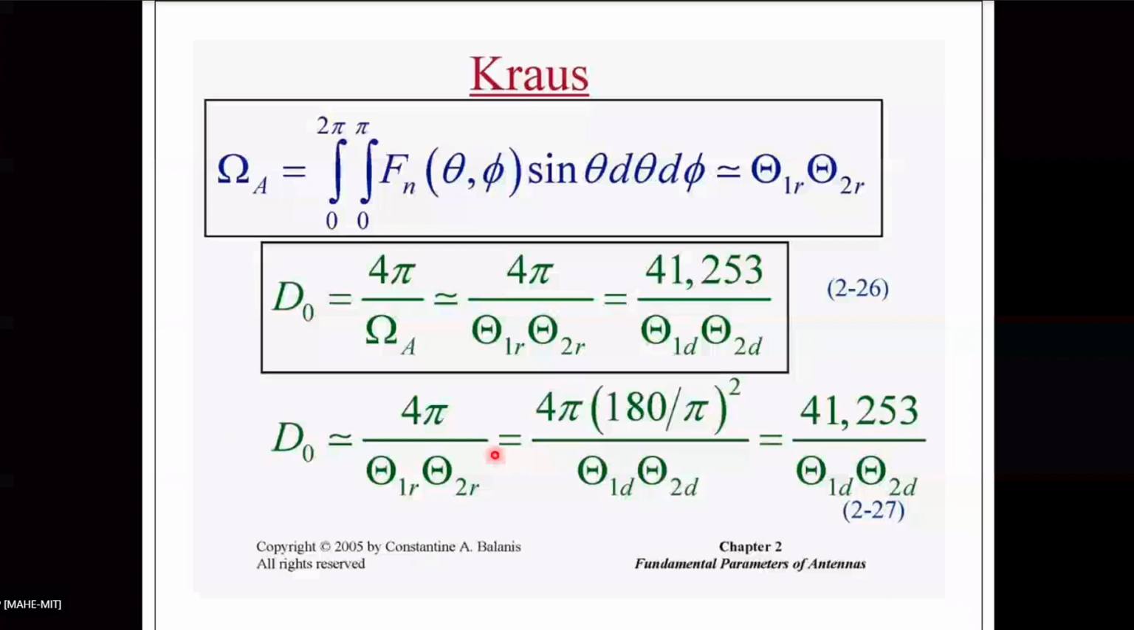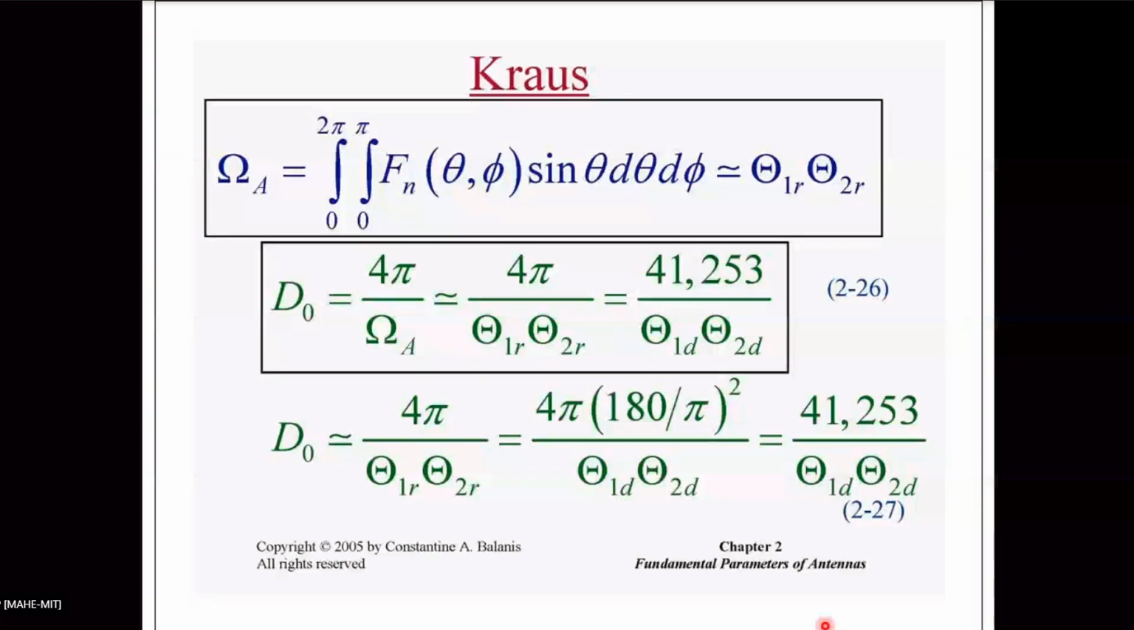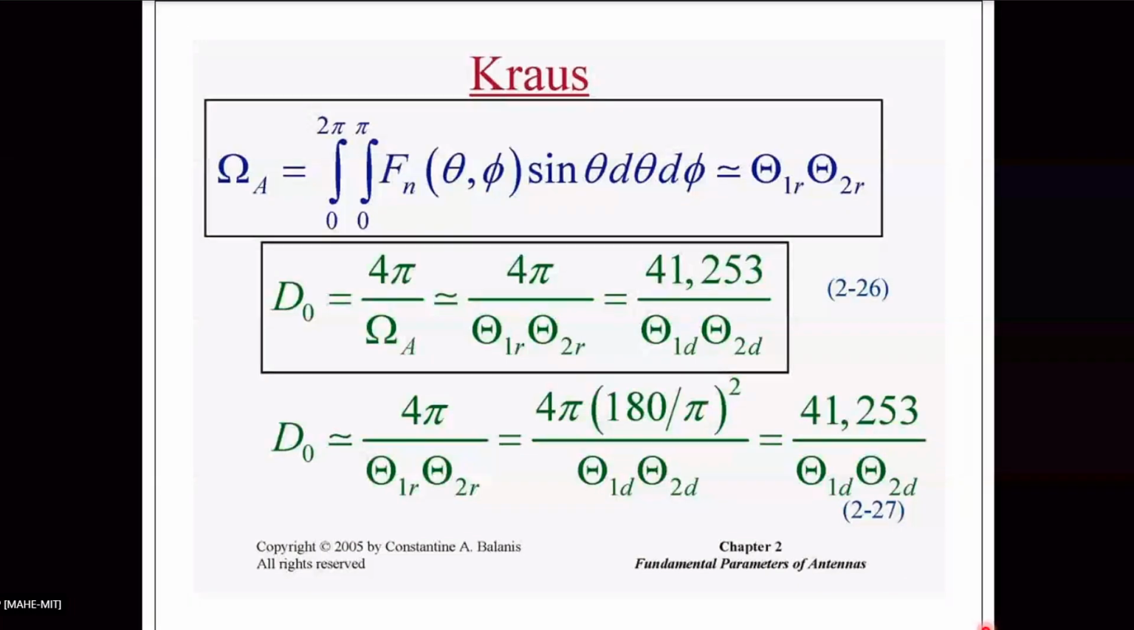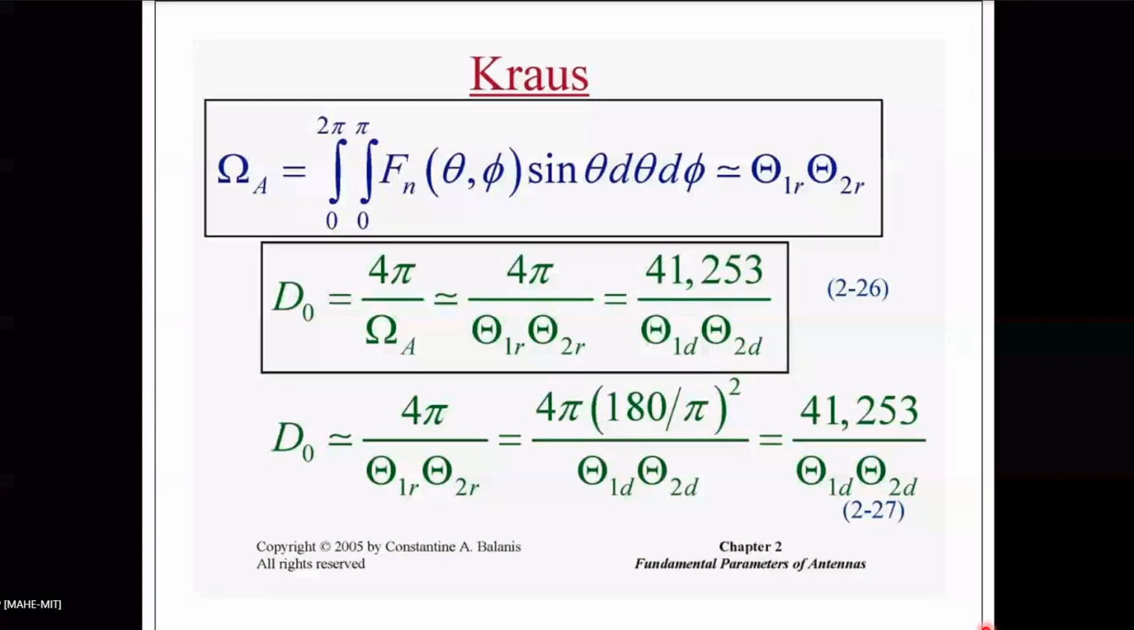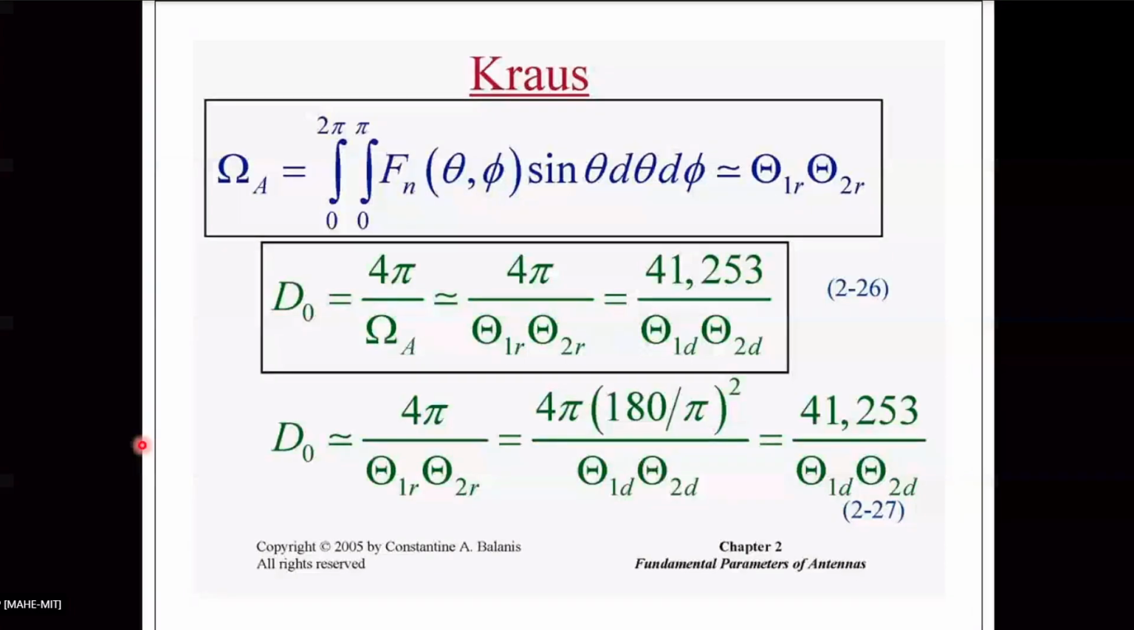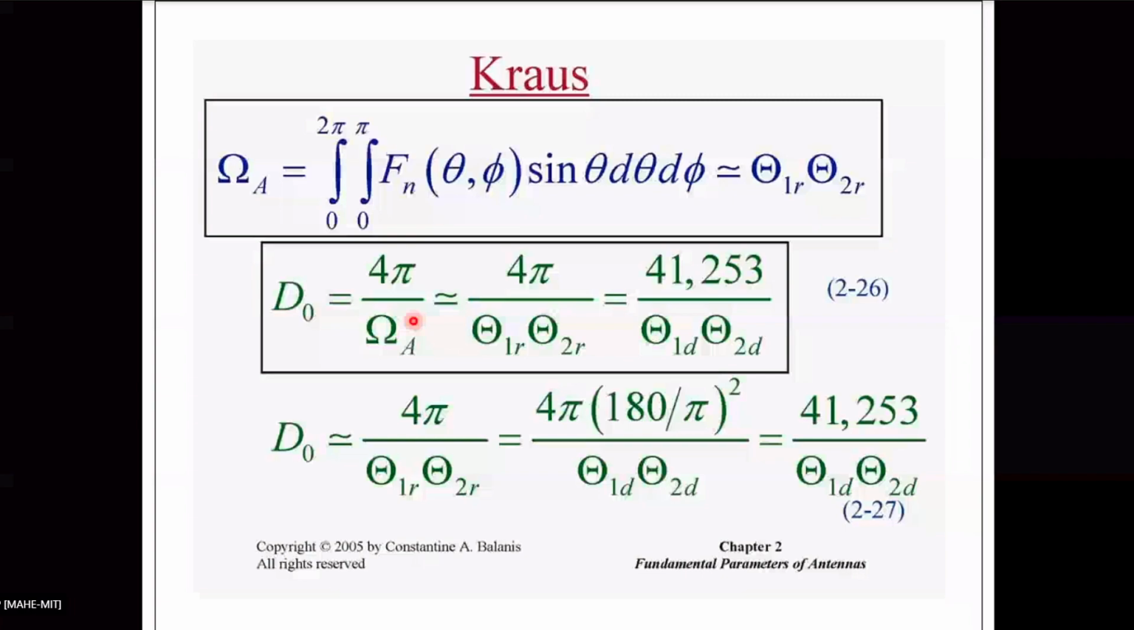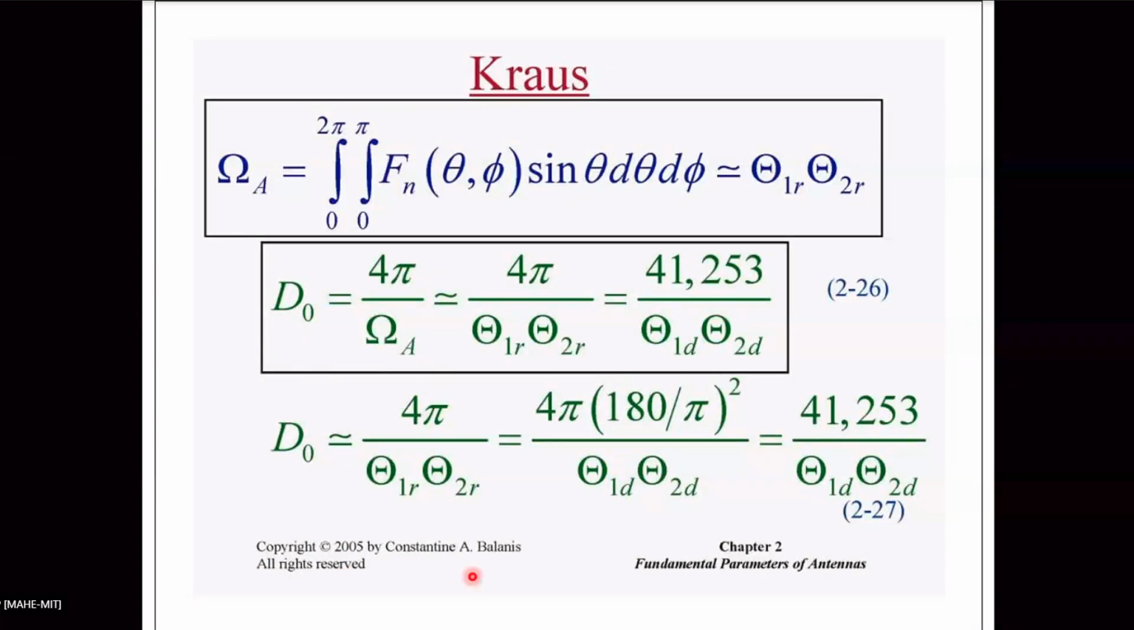Have you got it? So this is also the cross formula, but it is converted into degrees. The angle is converted into degrees. Have you got it? Yes, sir. So we have seen two formulas for directivity now. One is this exact formula, and one is this approximate formula, which is called the cross formula.